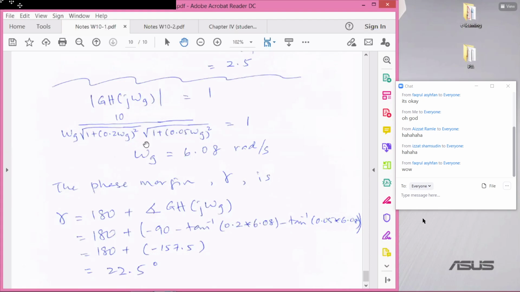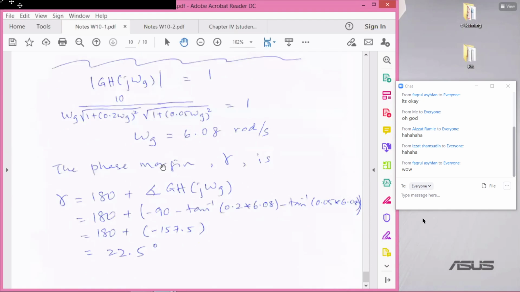Once you get your gain crossover frequency, all you have to do to compute the phase margin is 180 plus the phase angle at that particular frequency, and then you can compute it. 22.5.